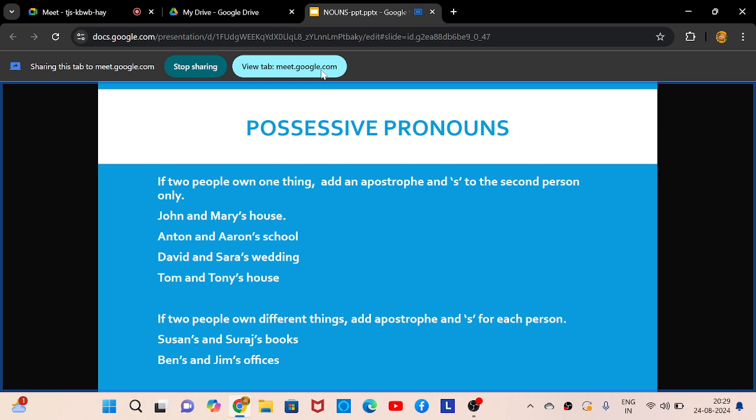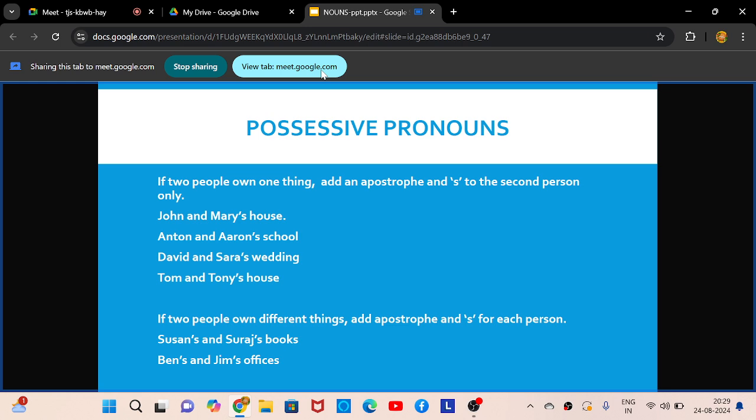Now moving to the third case. If two people own one thing, then add an apostrophe and s to the second person only.